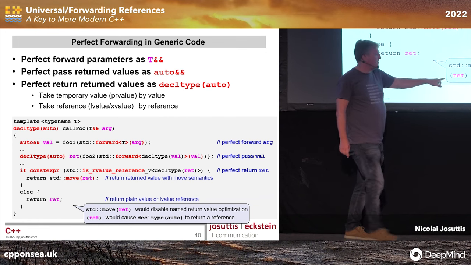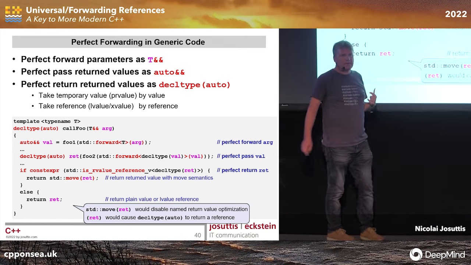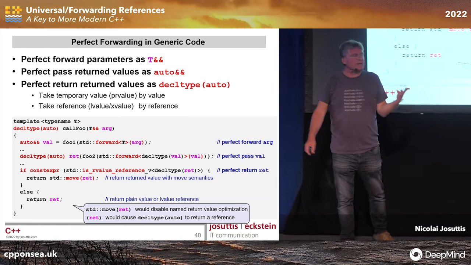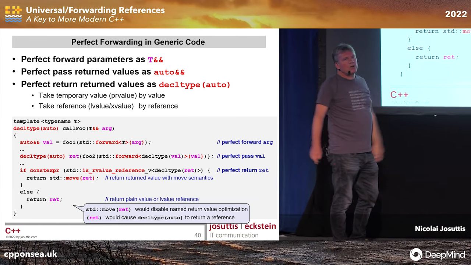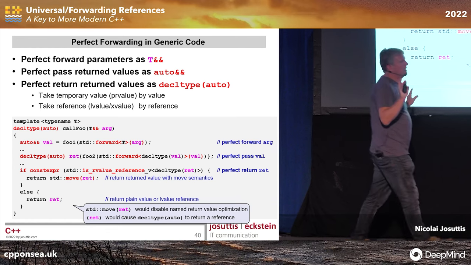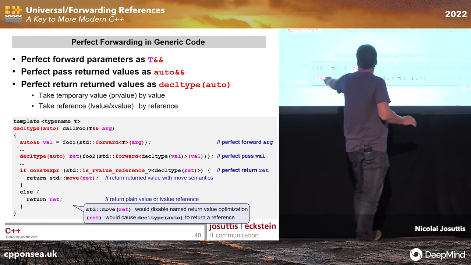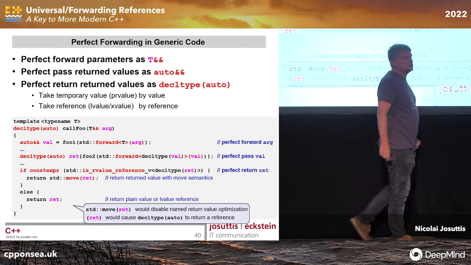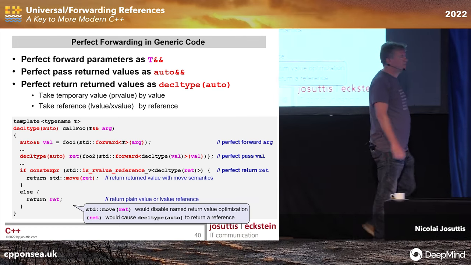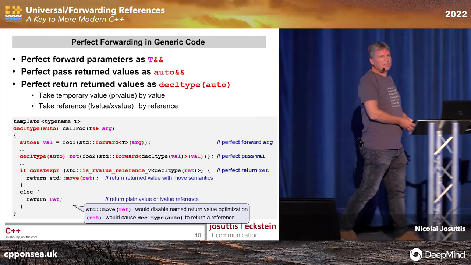And by the way, also never put parentheses around this red, because that's a very nice side effect of decltype auto. By rule, I won't explain why, if you put this in parentheses, the return type changes to a reference. That's for next year's talk.